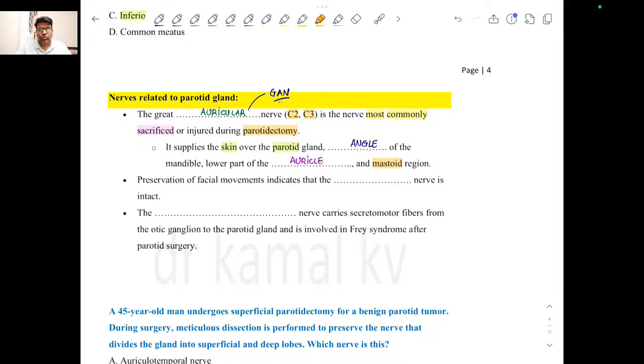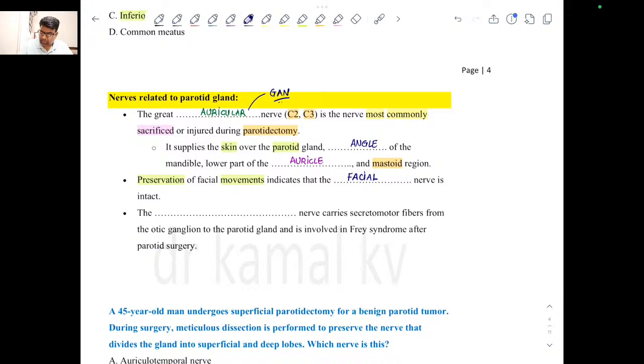Now, through the parotid gland, the facial nerve is passing. The facial nerve travels through the parotid gland, divides into superficial and deep lobes, and after that gives innervation to the muscles of facial expression. So if the facial movements are intact, it means the facial nerve is okay. Preservation of facial movements indicates that the facial nerve is intact, especially during surgery.